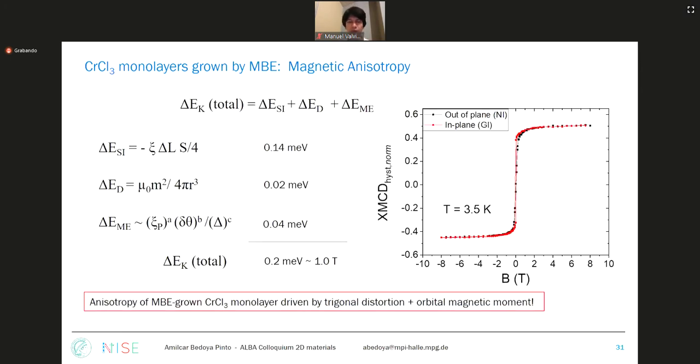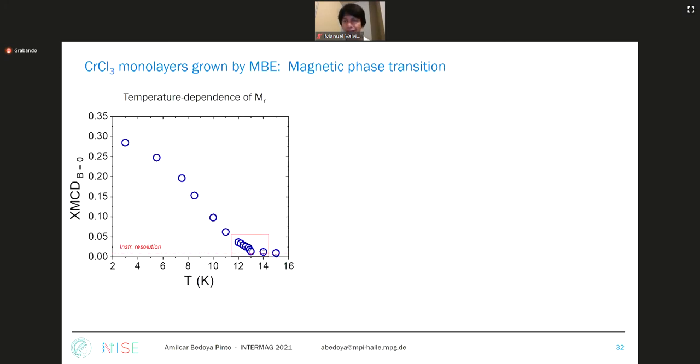So just to wrap up here, the maths, if you sum up all the contributions, you get around 1 Tesla, which is a bit higher than what we get experimentally. But indeed, the order of magnitude can be justified, let's say, by a single ion anisotropy and trigonal distortion. You can have an anisotropy in this chromium trichloride and thus a finite Curie temperature, which is also close to the bulk. The bulk is 17 Kelvin in chromium chloride, and in our case, we will now have a closer look at the phase transition.